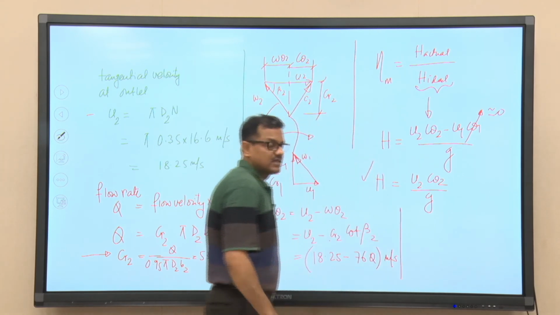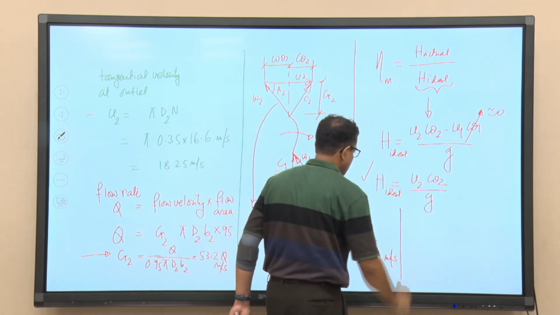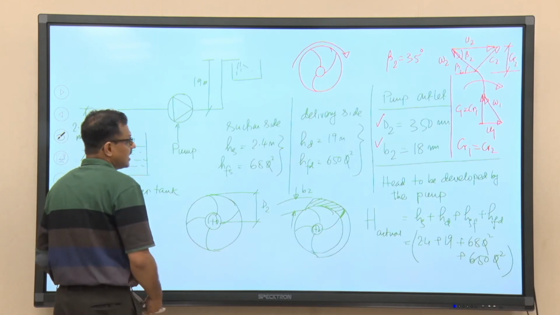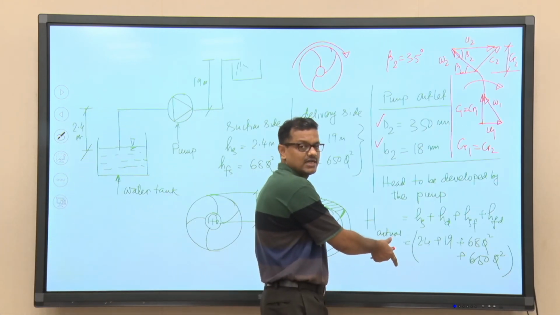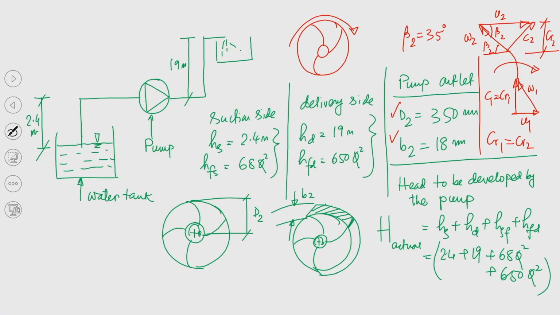Okay. So, now we can calculate the H ideal. So, this is H ideal. We have seen that this is the actual head that will be developed by the pump, right. 2.4 plus 19 plus 68 q square plus 650 q square. So, you can understand that will be 21.4 plus 718 q square. Okay. So, we can write that 21.4 plus 718 q square, and that is very important.